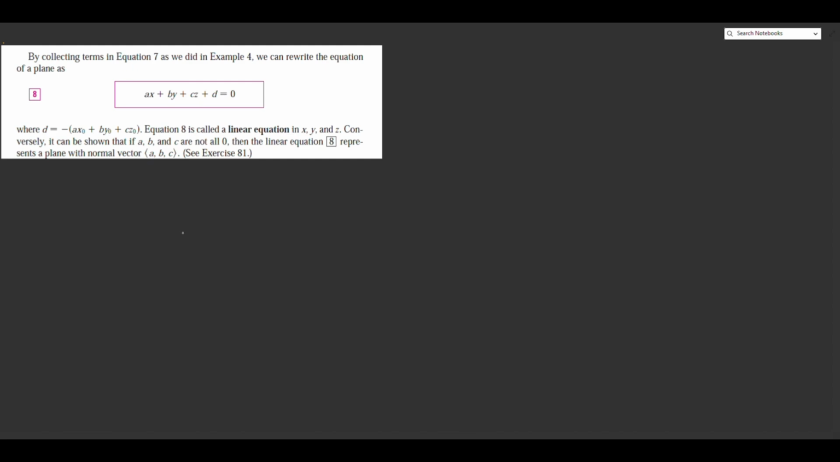And one more thing you have to notice is that the numbers which are written with x, y, z give you the components of the normal vector. Let's do an example related to this one so that you can understand what we mean by this.